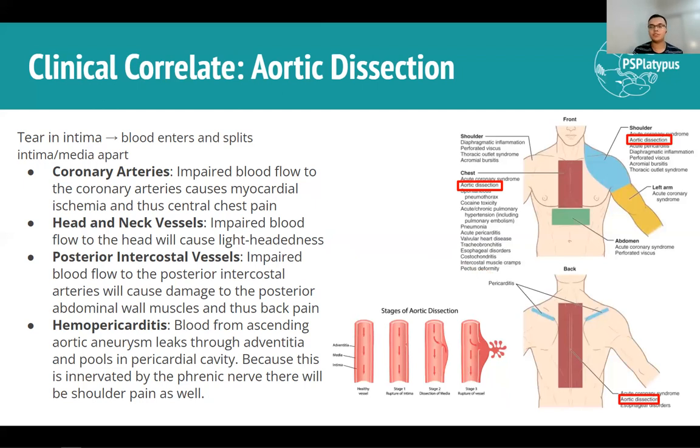But if that happens, it's going to start irritating the pericardium. And as you know, the pericardium is innervated by the phrenic nerve. There will end up being shoulder pain because of that, because of C3, 4, 5 dermatomes now being involved. And you can see that on the summary diagram, as a result, the aortic dissection actually has pain referral patterns that can pop up in the central chest, the shoulder, and the back, depending on where it's located and what it's impacting.